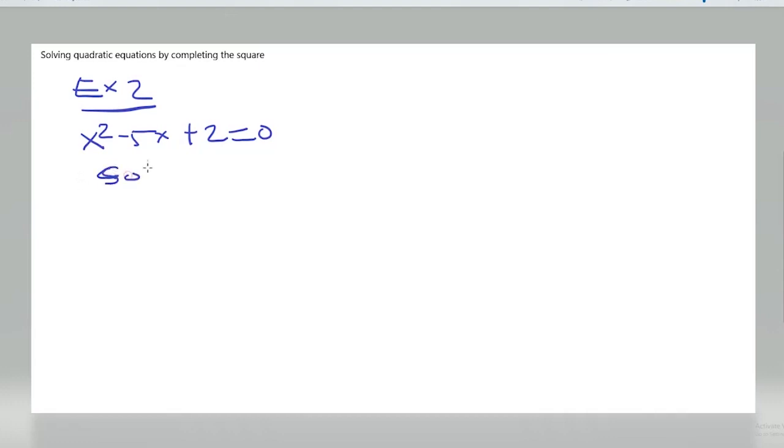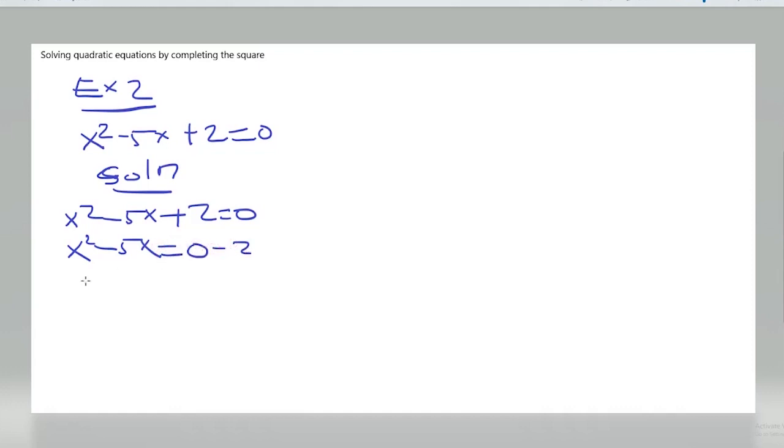Now solution. Okay, now this one is x squared minus 5x plus 2, which is equal to 0. Now follow the procedures. X squared minus 5x. Now take 2 to the other side. That is step number 1. Then it is equal to 0 minus 2. Therefore x squared minus 5x is equal to negative 2.